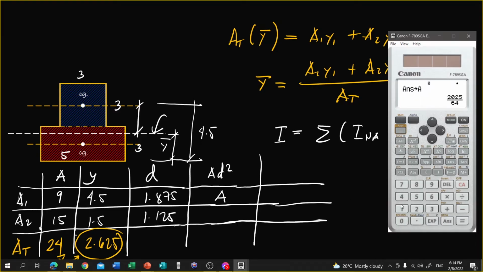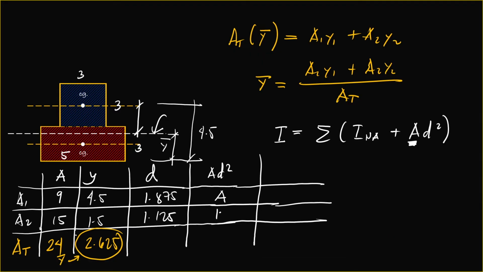How about the AD squared of A2? That would be 15 times 1.125 squared. I'll store this one also. Take note again, this is your formula.